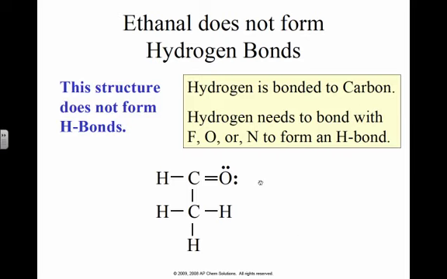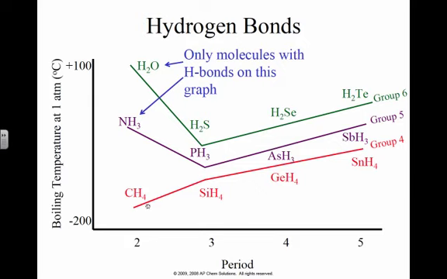Ethanal does not form hydrogen bonding because I don't have hydrogen bonded to oxygen, nitrogen, or fluorine. I have an oxygen and I have a hydrogen, but they're not bonded together, so therefore there's no hydrogen bonding. As we go down a group on the periodic table, their boiling points go up. I'll explain that in just a second, but notice that the only 2 up here that have the freakishly large boiling points are the ones that experience hydrogen bonding.